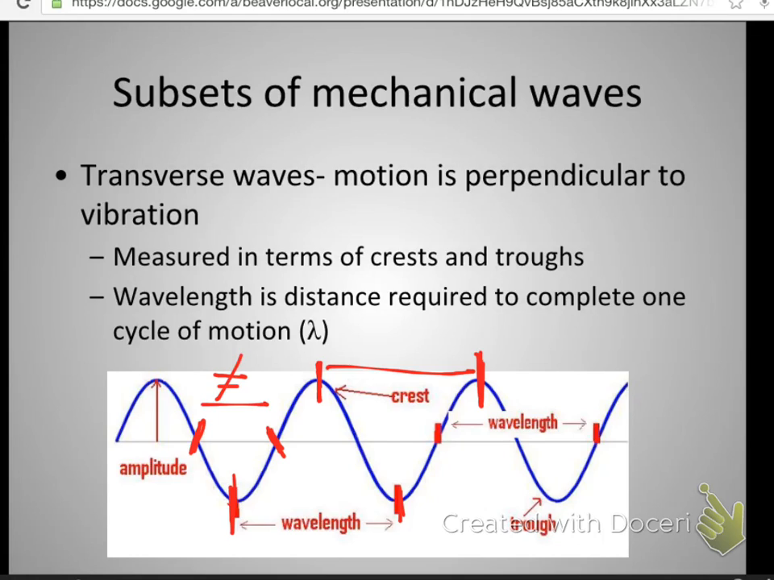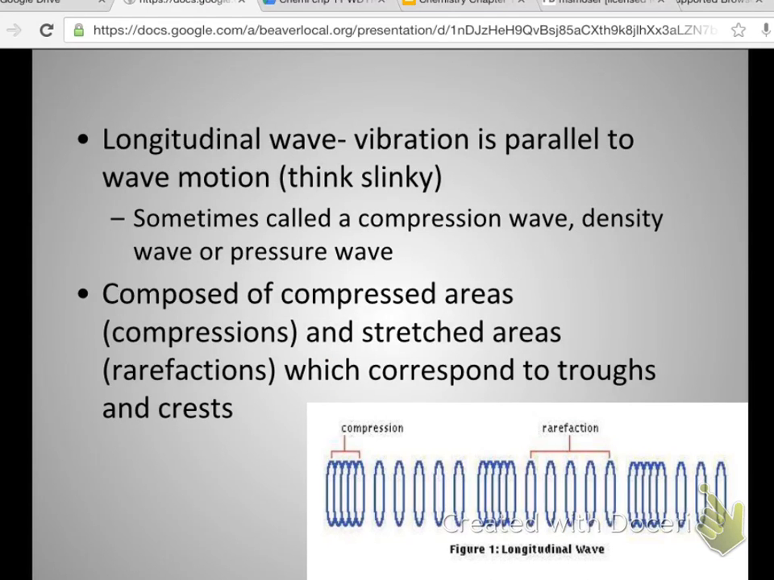So to get a wavelength going from equilibrium to equilibrium, and this is a really common mistake, which is why I'm pointing it out, you have to go all the way through, so the second time you hit equilibrium is actually a full cycle of motion. So it's much easier to just go crest to crest or trough to trough. Okay, you're less prone to mistakes that way. And wavelength is given by the Greek letter lambda. You probably did a little bit with lambda in chemistry when we were talking about electromagnetic waves, but not a lot.